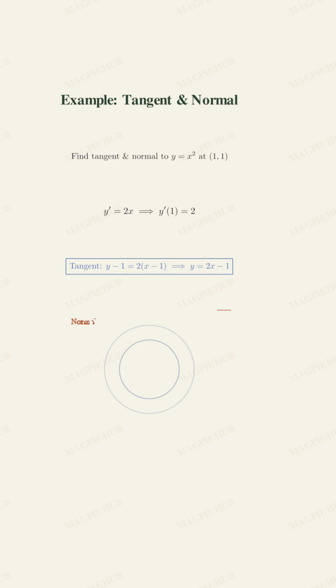Example. Find the tangent and normal to y equals x squared at the point (1, 1). First, find the slope, y' equals 2x. At x equals 1, slope equals 2. Tangent equation, y minus 1 equals 2 times (x minus 1).